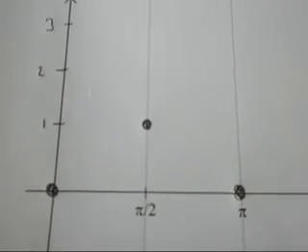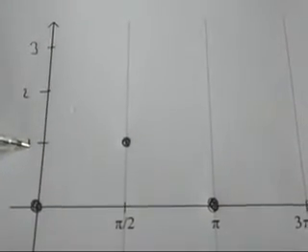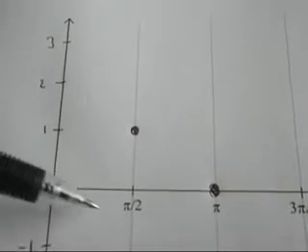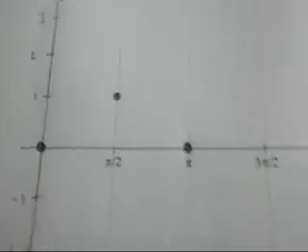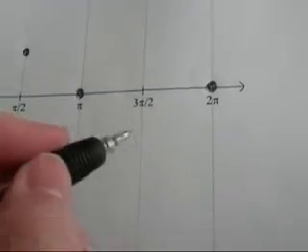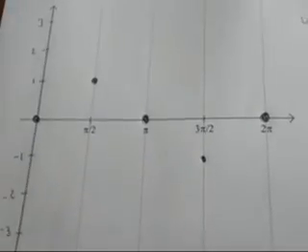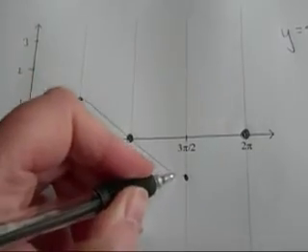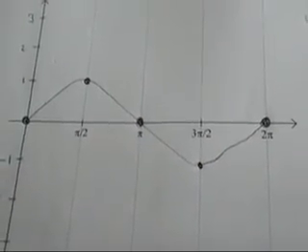The maximum value for y equals the sine of theta occurs at 1, because remember, a unit circle has a radius of 1, at pi over 2 radians, which means that the minimum occurs here at 3 pi over 2. So our sine of theta has a parent function, looks something like that.